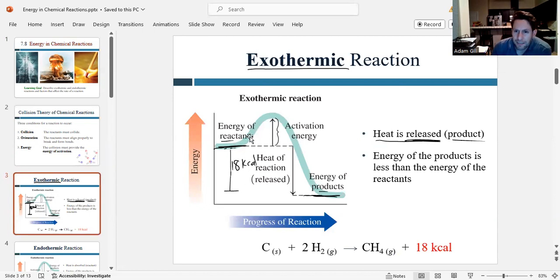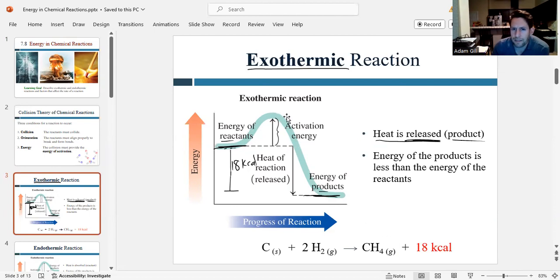But it takes a little bit of energy to get the reaction started. And that little bit of energy here is the activation energy. That's that initial collision. It takes a little bit of energy to get the reaction going, and then it releases a lot of energy when the product is formed.